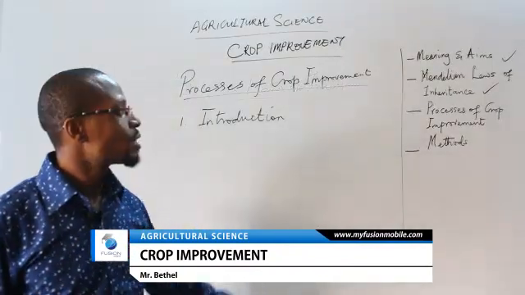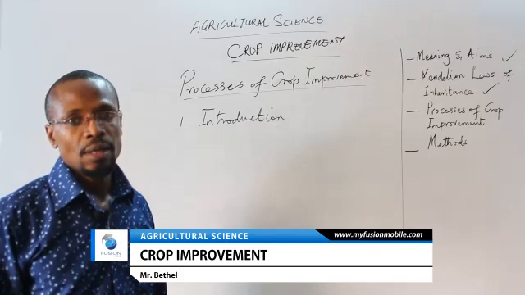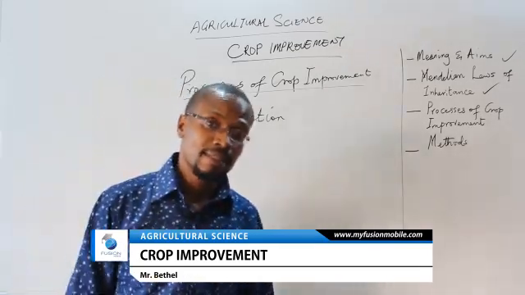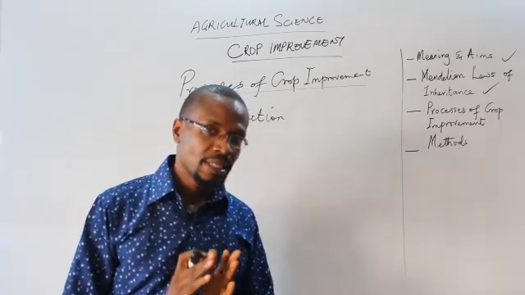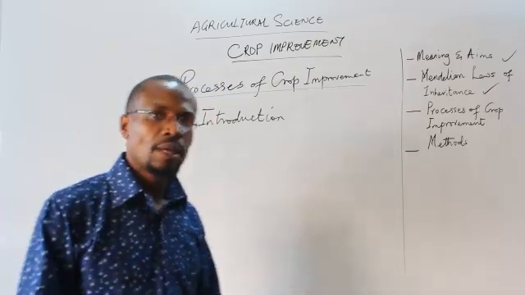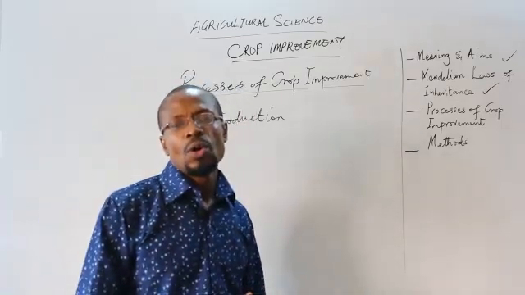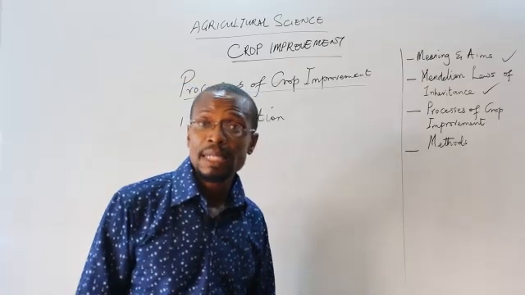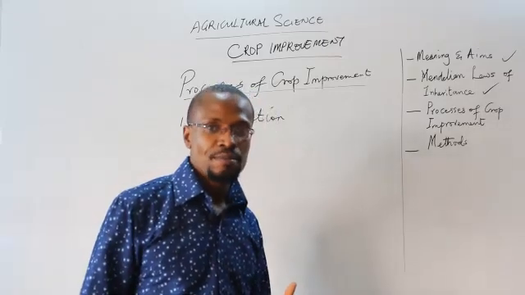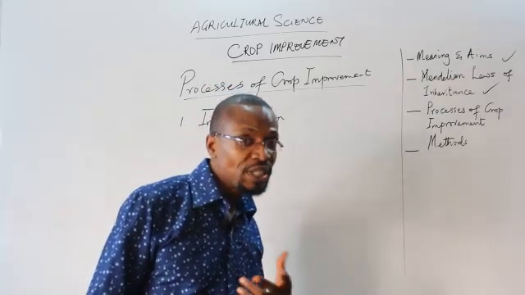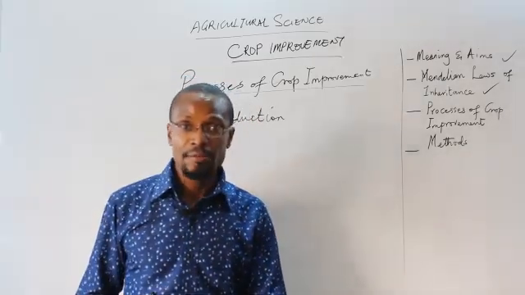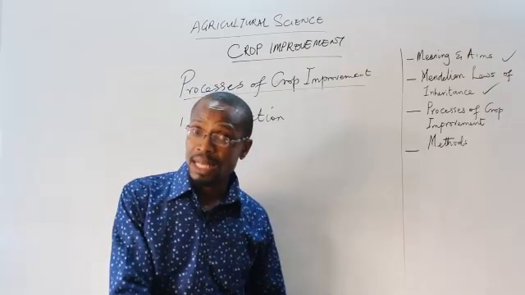Now let us consider the processes of crop improvement. We will be looking at 3 main areas for crop improvement. The first one is introduction. By introduction, we simply mean introducing a new breed or new species of crops into a particular environment where it was formerly absent.